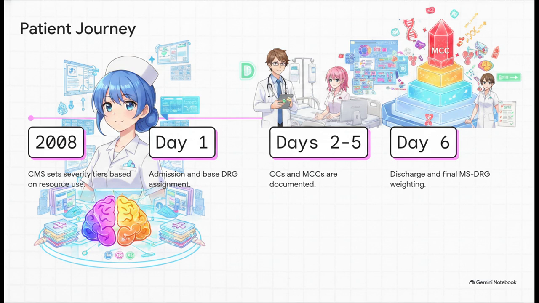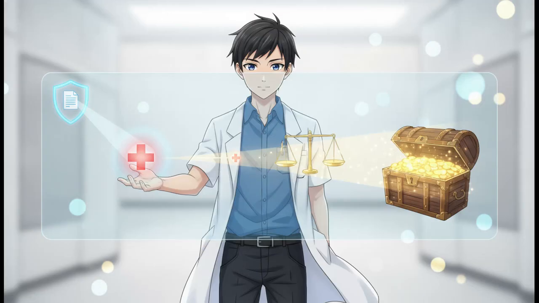So, tracing our patient's stay. Day 1 is that admission and base DRG assignment. But as we move into days 2 through 5, secondary conditions, comorbidities or CCs, and major comorbidities, MCCs, start getting documented. And by day 6, at discharge, this whole shebang culminates in a final tiered MS-DRG weighting. What's literally fascinating here is the sheer cascading effect that capturing a single CC or MCC has on a hospital's whole ecosystem. Think about it.